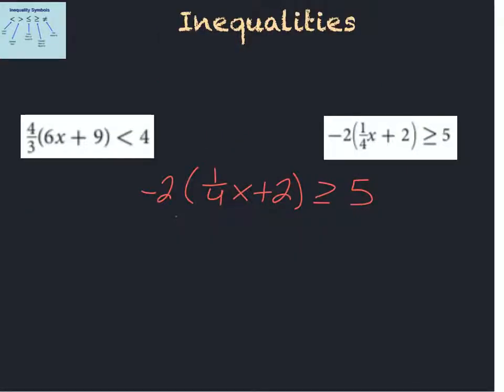So again, solve this just like you would an equation. We would distribute first. So that would be negative 1/2 x. And then this is negative 2 times a positive 2.